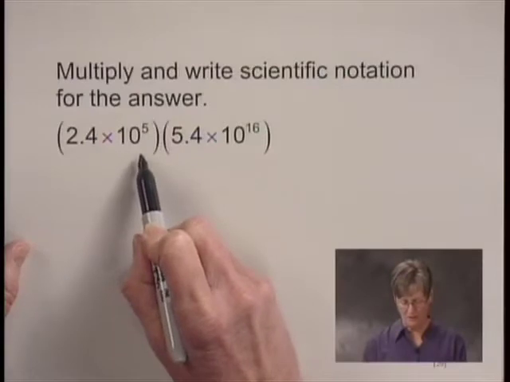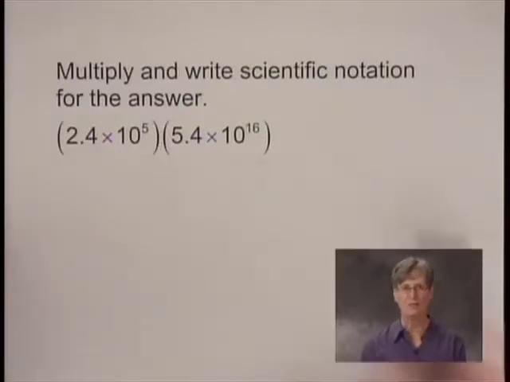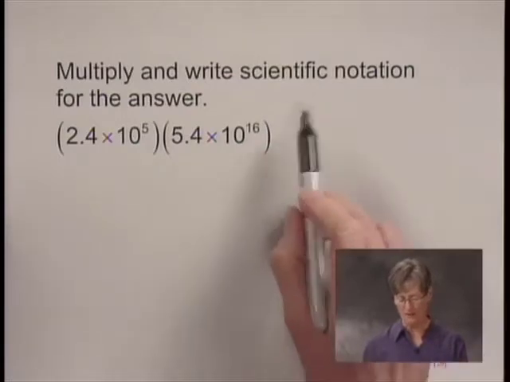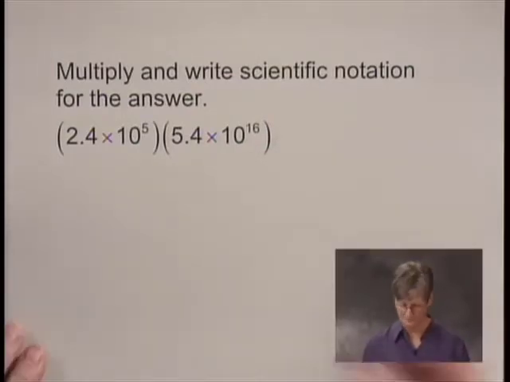We're going to multiply using scientific notation. We have the product 2.4 times 10 to the 5th power times 5.4 times 10 to the 16th power, and we want to write the final result in scientific notation.